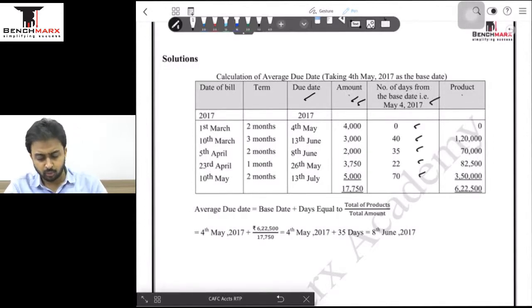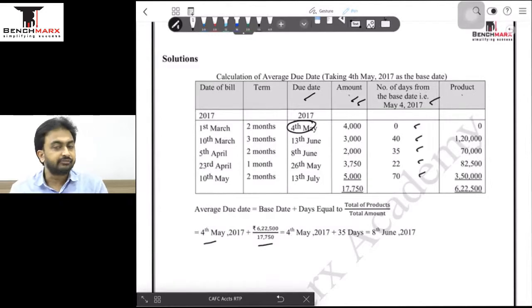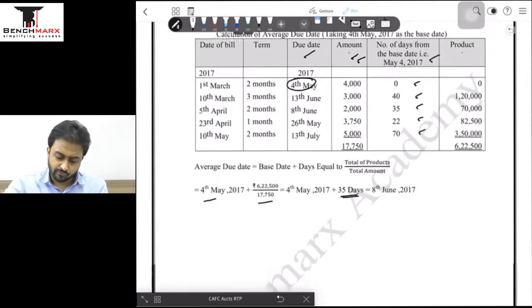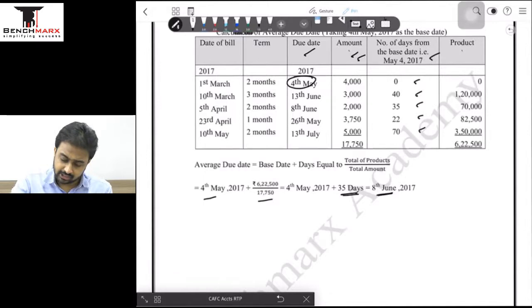बराबर. ये सब compute करने के बाद you will have to compute the average due date. That is, average due date is equal to base date. The base date is the earliest date, which appears to be 4th of May. That is 4th of May plus the sum of the products upon the sum of the amounts, and that equals plus 35 days. 4th of May plus 35 days. So first we have to travel for 27 days of May, and 35 में से if 27 are gone, 8 days are remaining, because of which the due date is obviously coming to 8th of June.